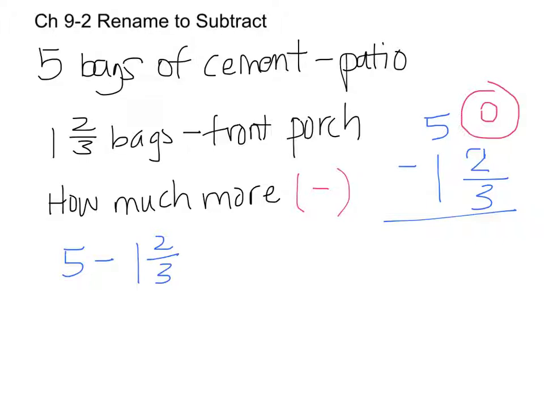But I know that I have 5 whole bags of cement for the patio. So I can take away from the 5 whole bags of cement. And just like in normal subtraction, 5 is going to change into a 4 because I'm going to borrow 1 bag of cement and give it over to the fraction. Okay, so instead of a 1, how am I going to change that 1 into a fraction? 1 is equal to what as a fraction? Now, to make it easy on yourself, what should the denominator be? 3. Why 3?